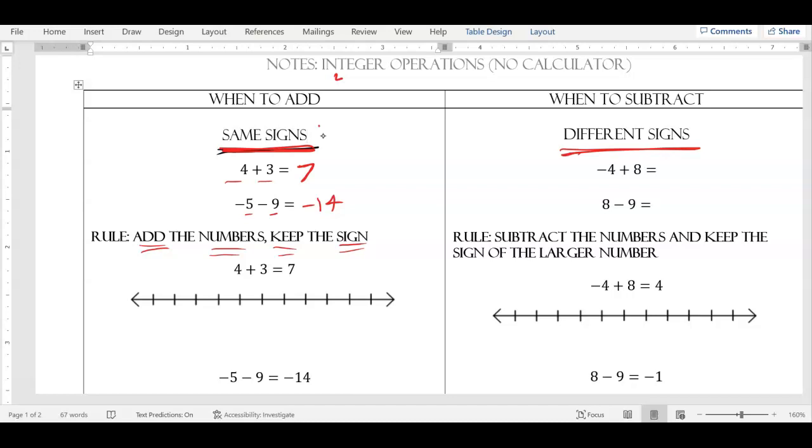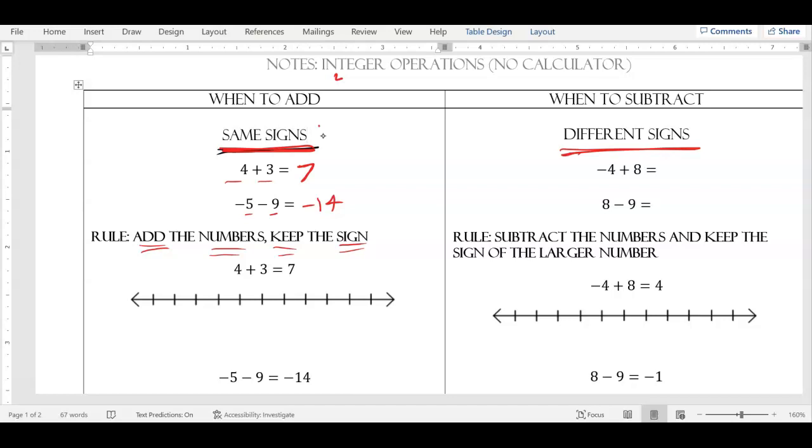This is often confused with the idea of two negatives make a positive. So two negatives make a positive only works when you're talking about multiplying or dividing. But in this situation, we are adding or subtracting, a little bit different, and that rule does not apply here.